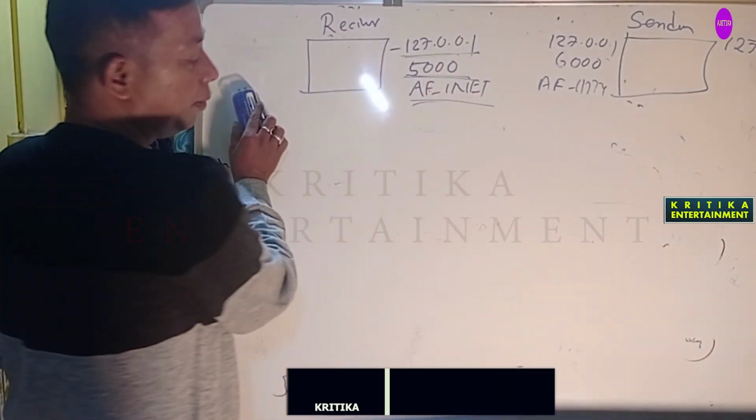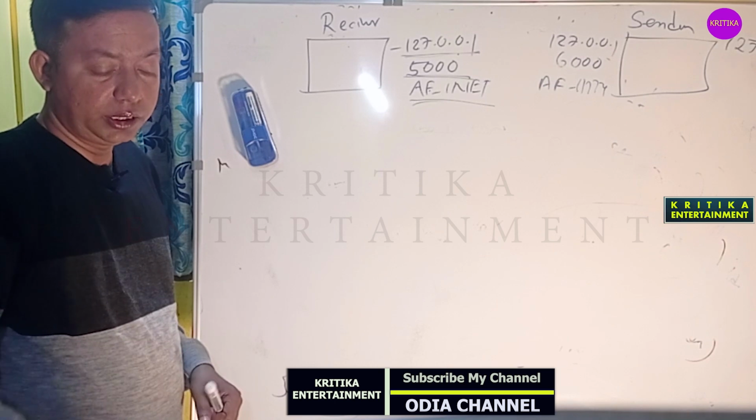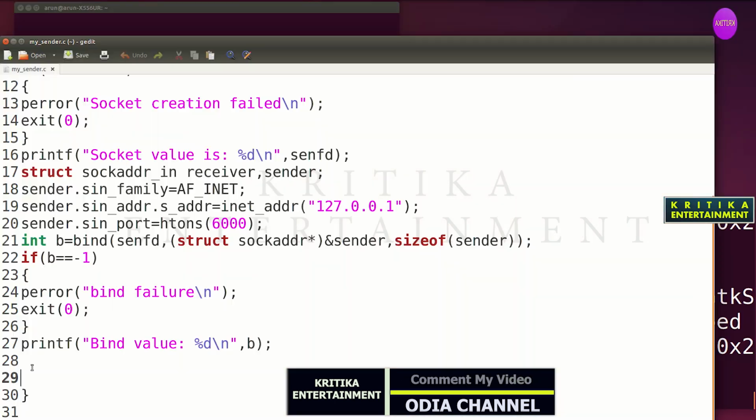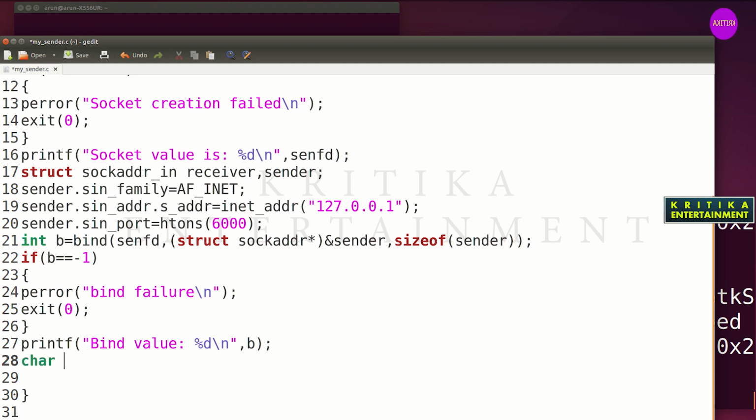Same thing I will write in my program. What are the parameters? Suppose char str, for the sender to send the message, I will declare snd with size 20, and for receive I will use rcv with size 20. So here write printf, enter message.